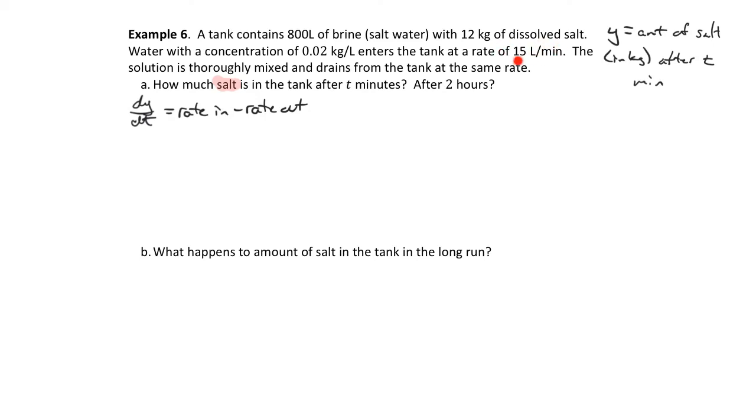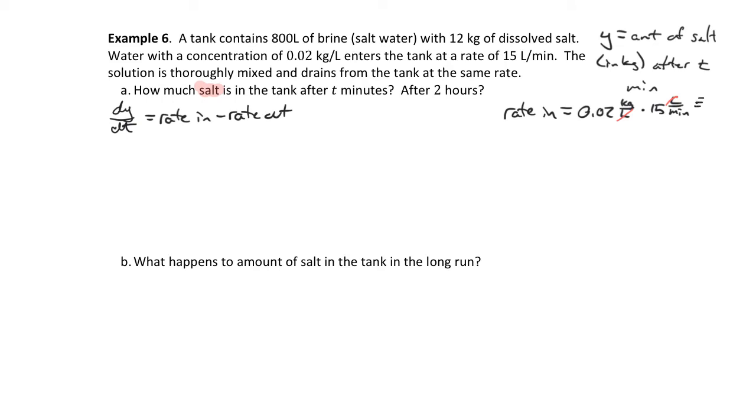We have 15 liters of the salt solution coming in. Each of those liters is 0.02 kilograms per liter. So my rate in is going to be the 0.02 kilograms per liter multiplied by the 15 liters per minute. And we see that the units of liters will cancel, and we end up with kilograms per minute, and this turns out to be 0.3 kilograms per minute. So we'll replace that over here. We get 0.3, and we're going to subtract the rate out.